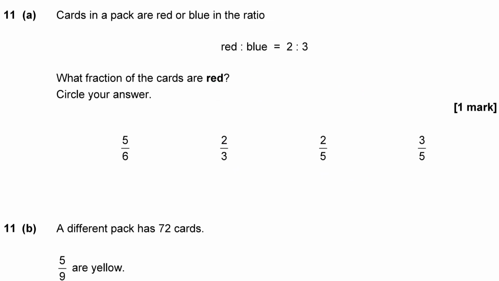11a. Cards in a pack are red or blue. The ratio of red to blue is 2 to 3. What fraction of the cards are red? Circle your answer. Well, if they're in the ratio of 2 to 3, then there are 2 parts red and 3 parts blue, which means altogether there are 2 plus 3, 5 parts. Okay, so then that means that the fraction that are red is 2/5 and the fraction that are blue is 3/5. Okay, so what fraction of the cards are red? It's that one there, isn't it? 2/5, that one.